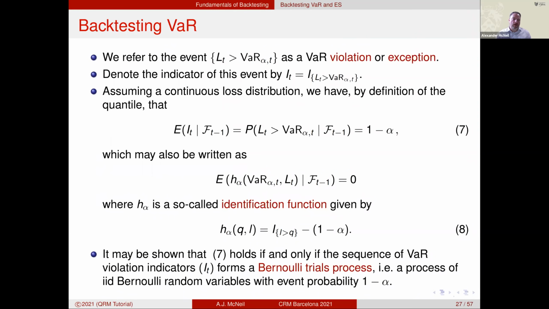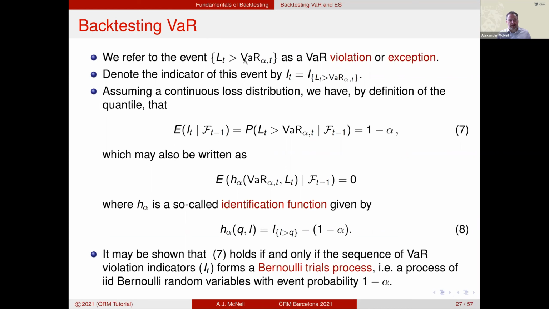So the event that LT, which is the true realized loss, exceeds VaR, that is what is called a VaR exception, or a VaR exceedance, or a VaR violation. There are at least three words that are used: violation, exception, or exceedance. But it's when the realized loss exceeds the alpha VaR.